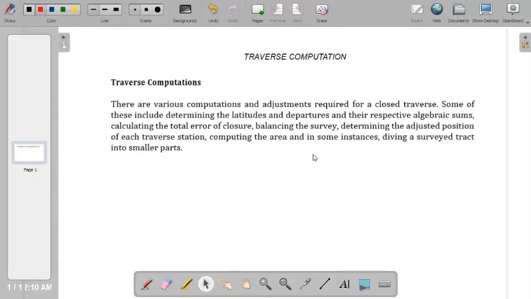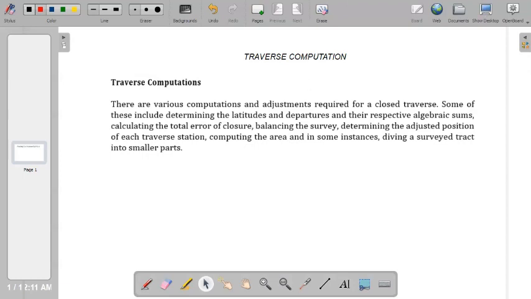In this video, I am going to talk about traverse computations. There are various computations and adjustments required for a closed traverse. Some of these include determining the latitudes and departures and their respective algebraic sums, calculating the total error of closure, balancing the survey, determining the adjusted position of each traverse station, and computing the area, in some instances dividing a survey tract into smaller parts.